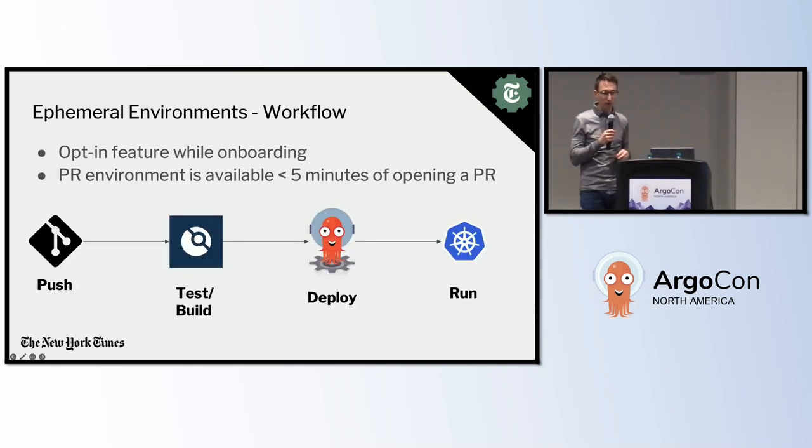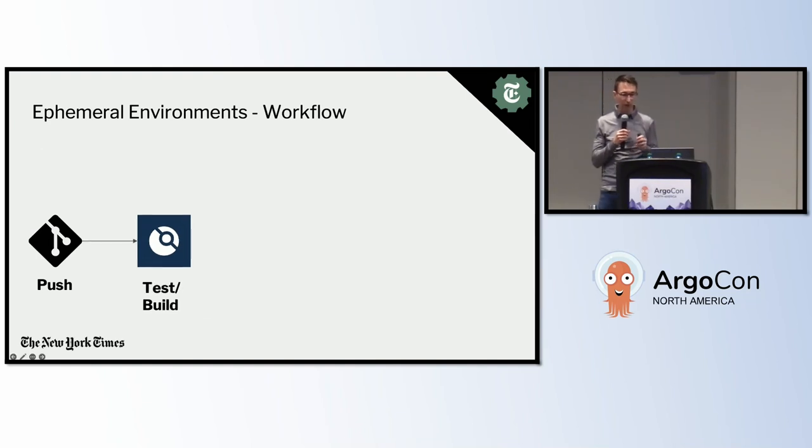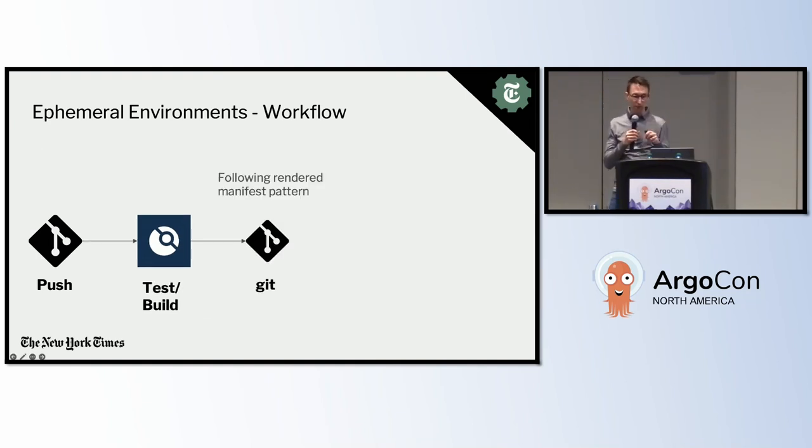The general workflow was, they push to Git, it runs tests, builds the container, Argo picks up the Kubernetes YAML, and then deploys it. To be a little more specific, that push, test, and build when it went to Git is following what's considered the rendered manifest pattern, if people are familiar with that. The general idea is our CI tool, in addition to building the container and running the tests, was actually rendering the YAML and checking it into Git.